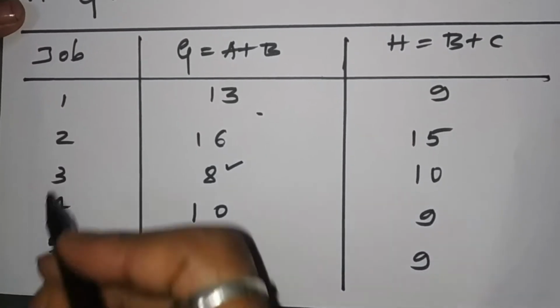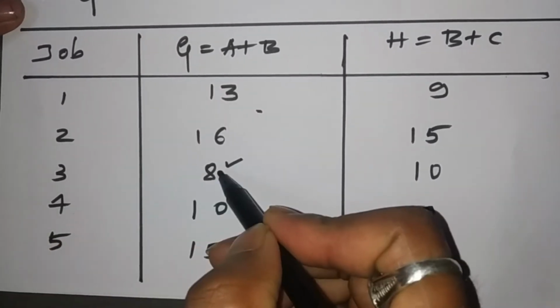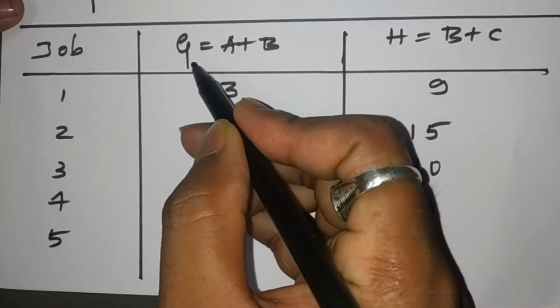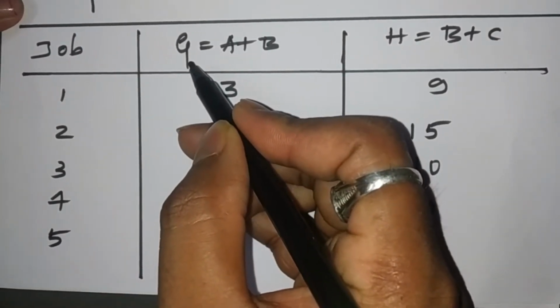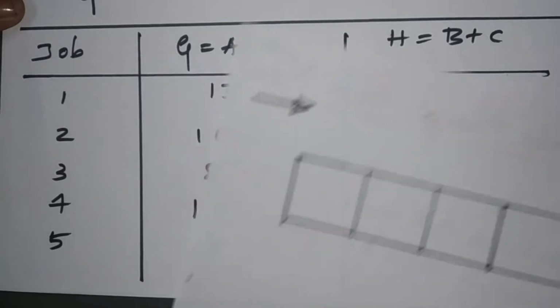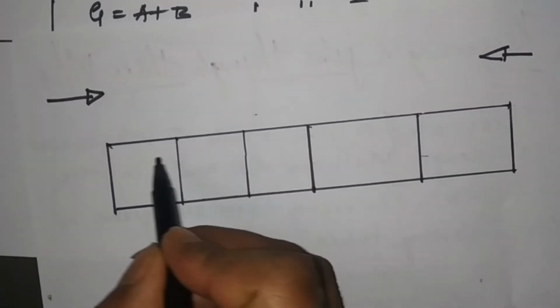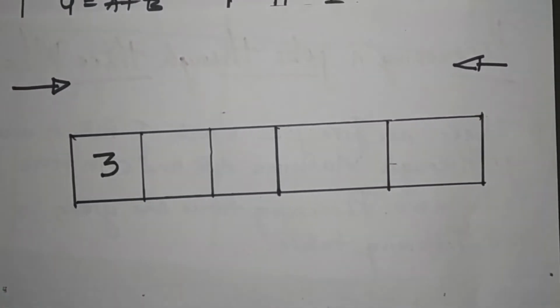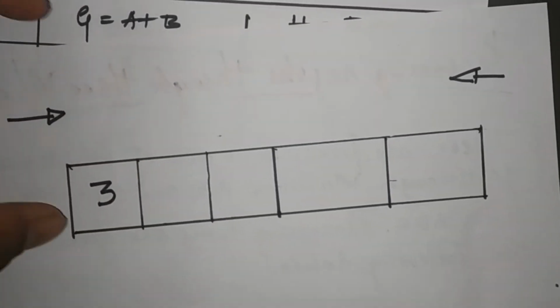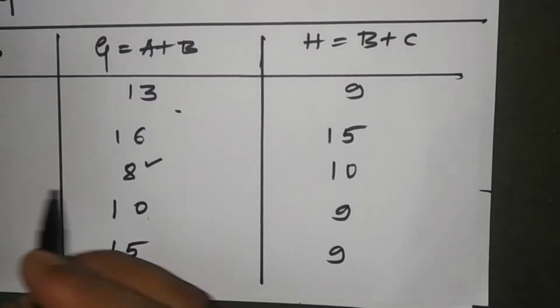So this is for job number 3 and this is for machine G. The sequencing is from left to right. That is, I'm going to sequence job number 3 here. Once I sequence job number 3, I'll delete this from the table.